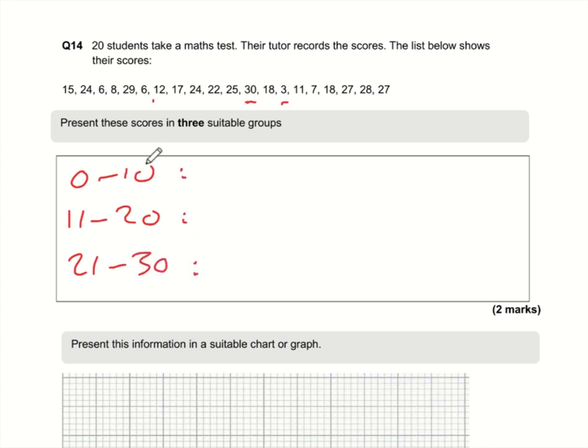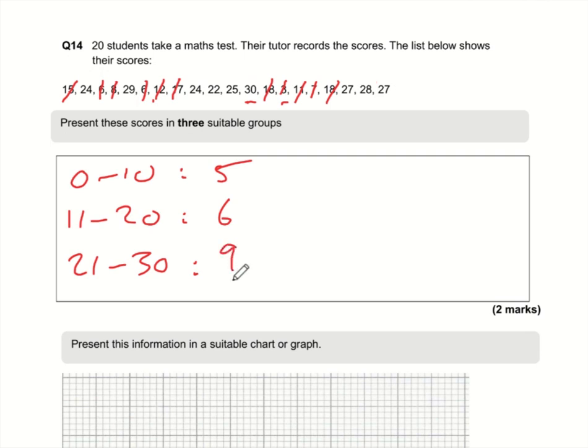So how many 0 to 10 are there? 1, 2, 3, 4, 5. 11 to 20, so 1, 2, 3, 4, 5, 6, and 21 to 30 is the rest, so 1, 2, 3, 4, 5, 6, 7, 8, 9.